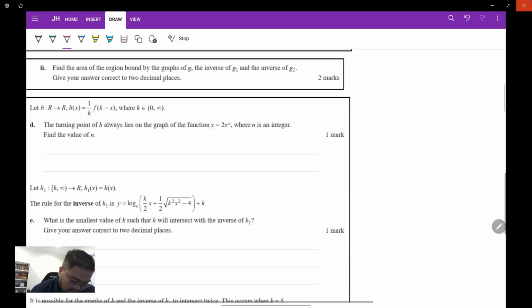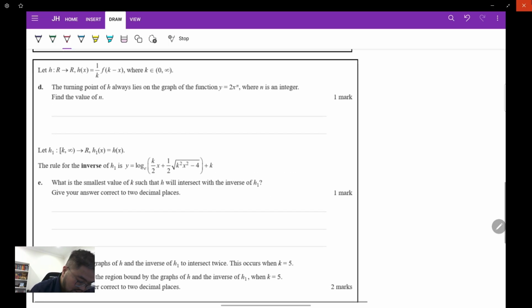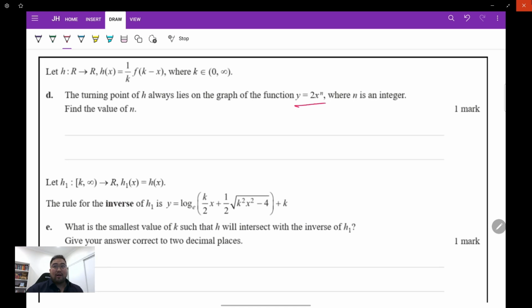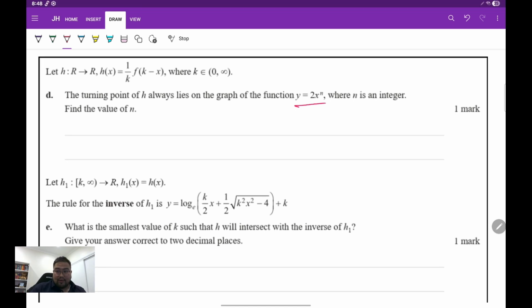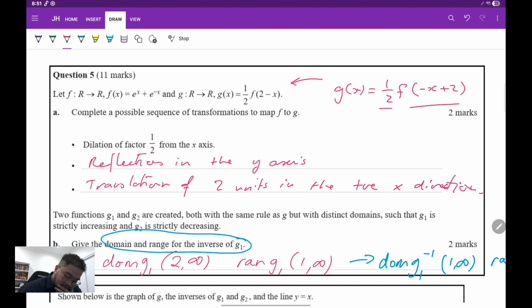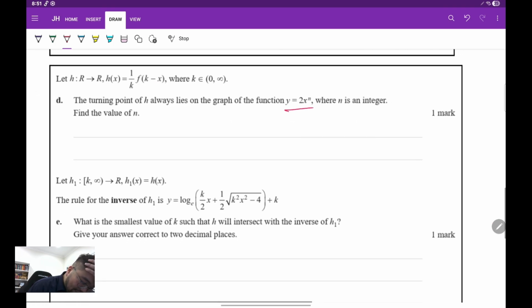Now, next question. Let h be this particular function, and you've got a function where you've got a transformation, and the turning point always lies on this graph, y is equal to 2x to the power of n. Now, in order to do this, we need to look at the original h graph. All right, so this next part says the turning point always lies on the graph.